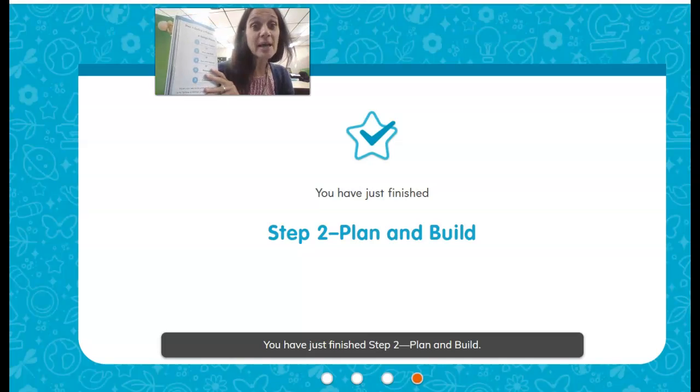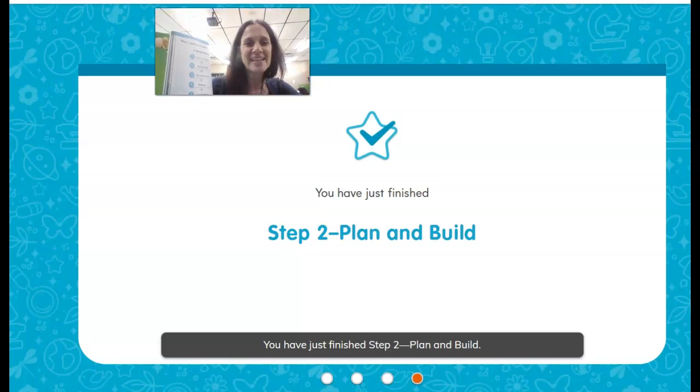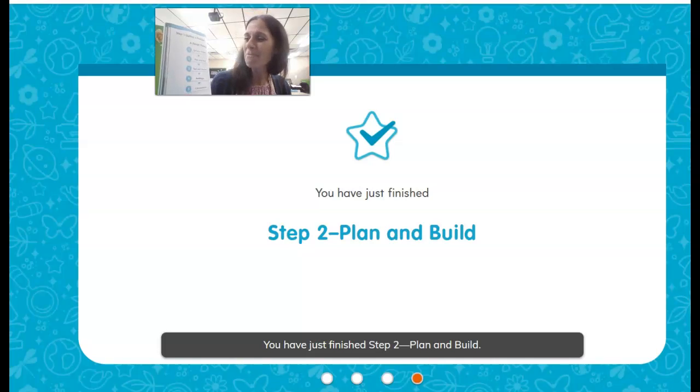So that's the first step, is define a problem. Another word for define is like find the problem. We talked about that in class, that would be an easier word for us to say, is find the problem. The second step is plan and build.